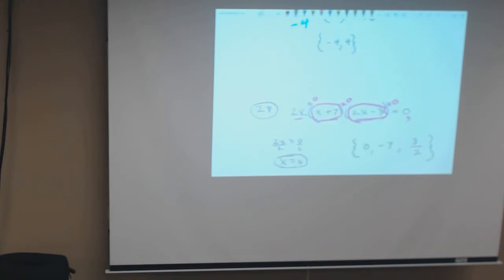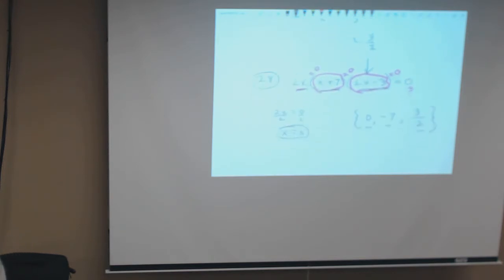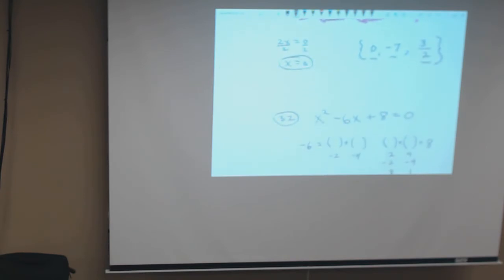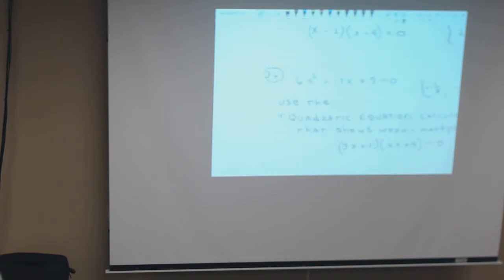So what's number 28? Well, it's 3 things again, so I'm going to end up with 3 answers. X is 0, or X is negative 7, or X is 3 halves. Because if you put 3 halves in place of X, 3 halves times 2 is 3, and 3 minus 3 is 0. Well, I think we've done enough of those. We need to move on to the quadratic formula.